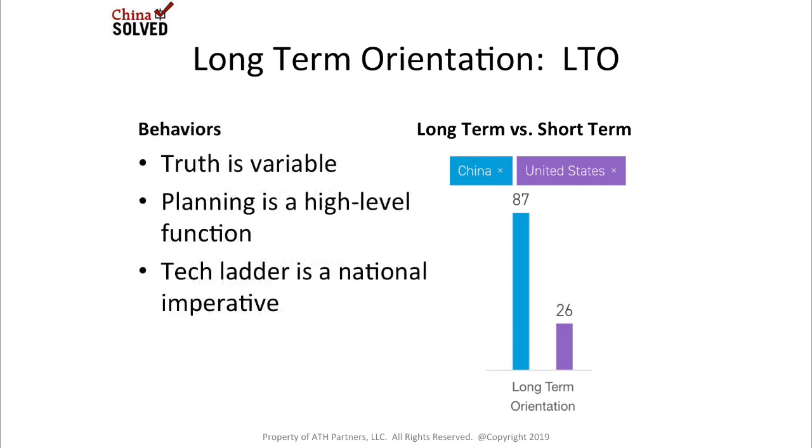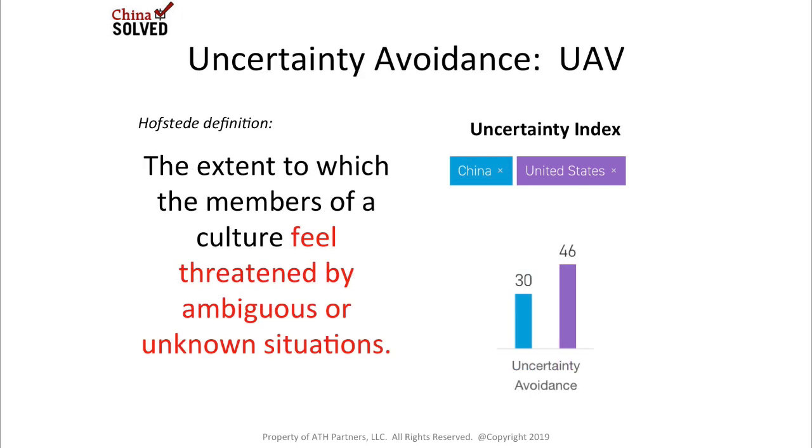The behaviors you'll see, first, truth is more variable for the Chinese side. Next, Chinese are good planners, and they tend to be long-term planners. And right now, the Chinese have tied their ability to climb the tech ladder to the survivability of the Chinese people. And the last one I'm going to talk about is the uncertainty index.